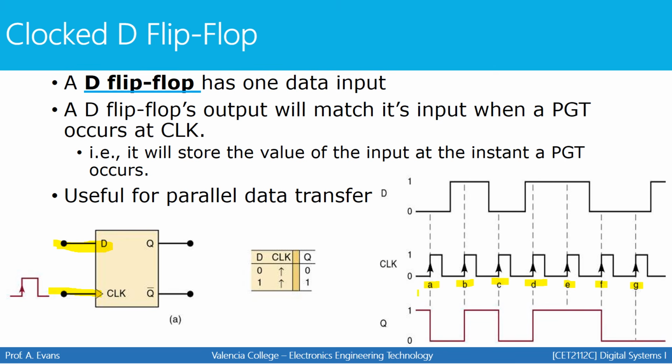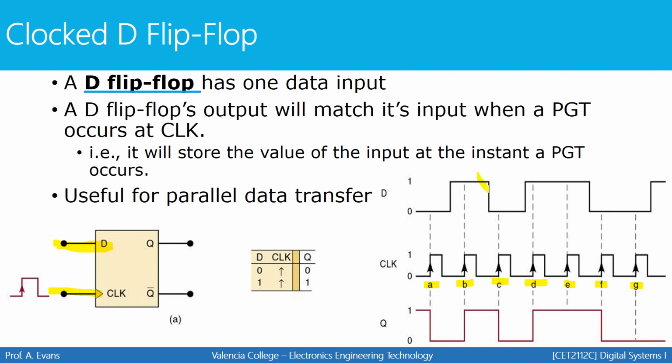So if Q is initially 1, at the first clock transition, D is a 0, so Q becomes a 0. At the next positive transition, D is a 1, so Q becomes a 1. At the next transition, D is a 0, so Q becomes a 0. At the next transition, D is a 1, so Q becomes a 1. At the next transition, D is a 0, so Q becomes a 0. That's how a D flip-flop works.